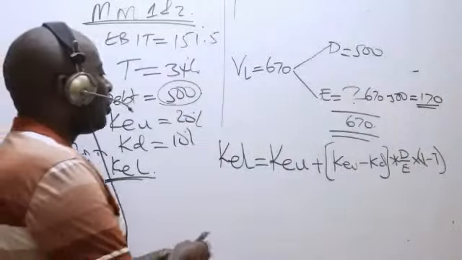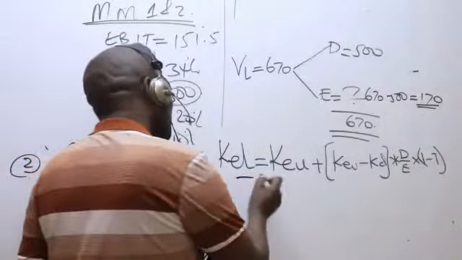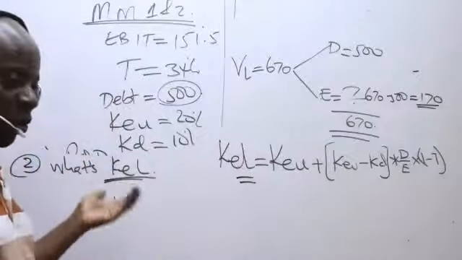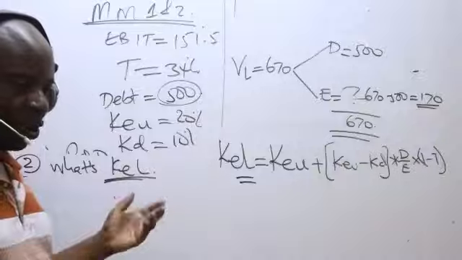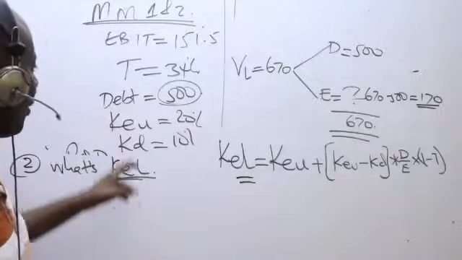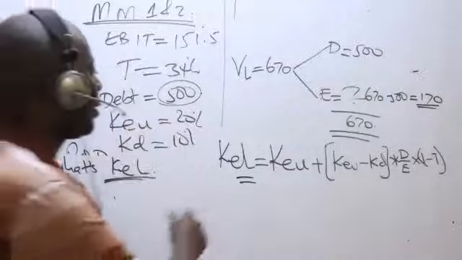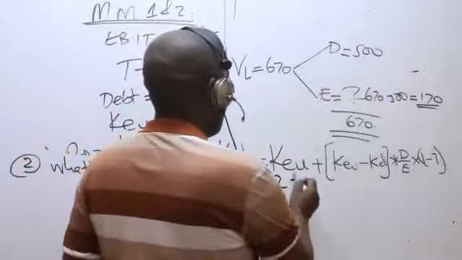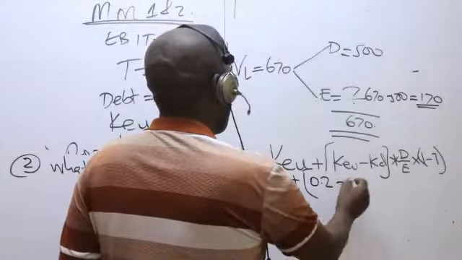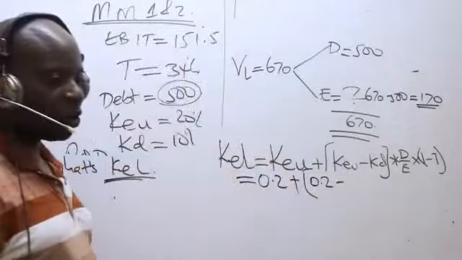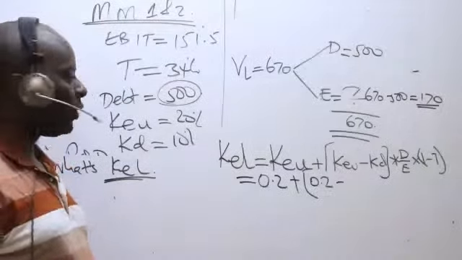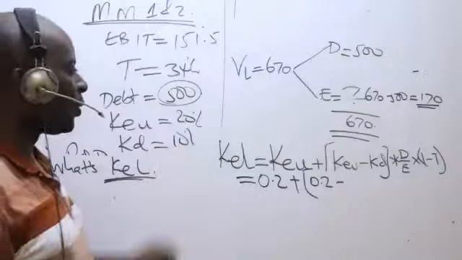So is there anybody from this question who is able to see Ku? Ku is the cost of equity of the unlevered firm. It's here, it's 0.2, 20%. So you're right, 0.2 plus (Ku again, 0.2 minus Kd). How about cost of debt? Are you able to see cost of debt? Cost of debt is 10%, which is 0.1.